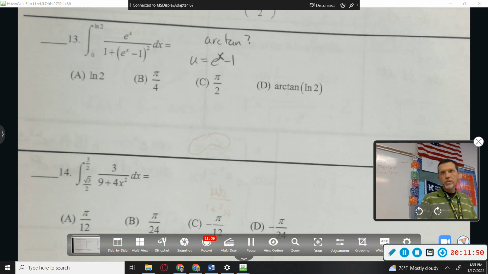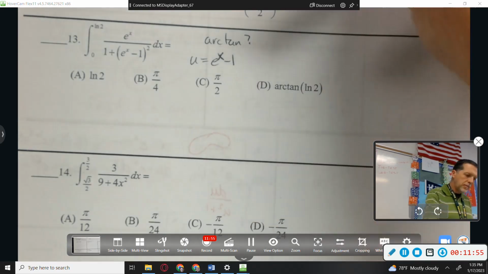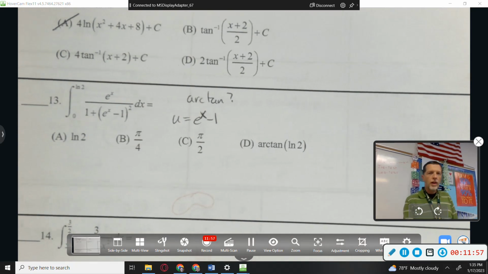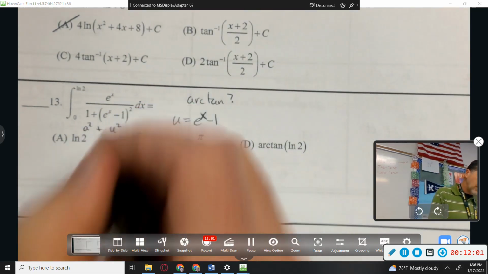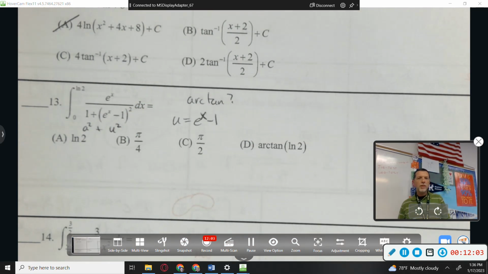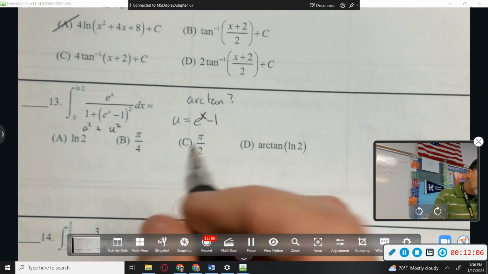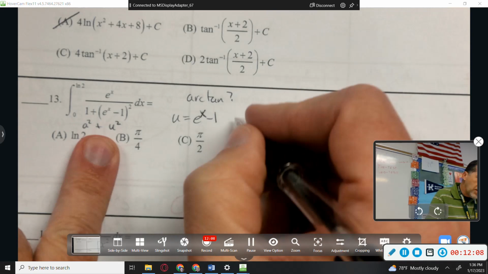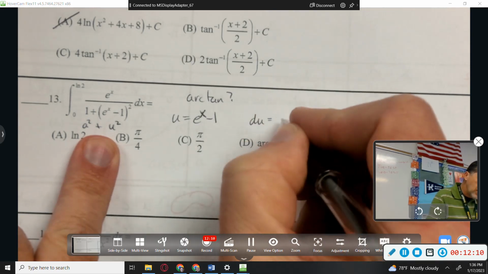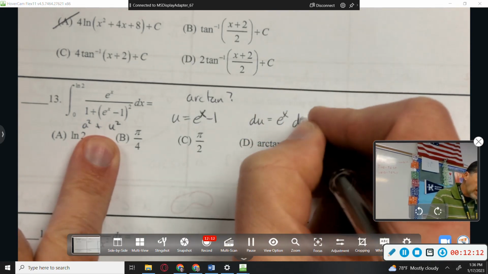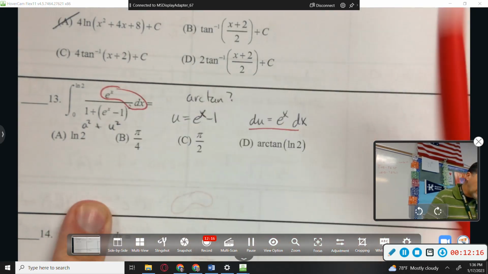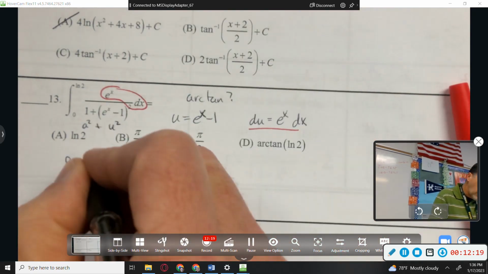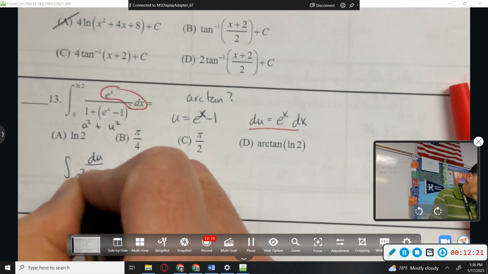Alrighty. You want to see any of those? 13? Okay, so I'm thinking arctan because it looks like a squared plus u squared in the bottom. So that's why I'm thinking arctan, maybe. So if u is e to the x minus 1, du would be e to the x. That's good news. So all of that is du over a squared plus u squared.